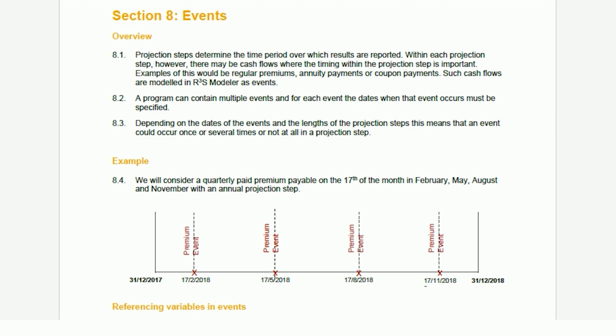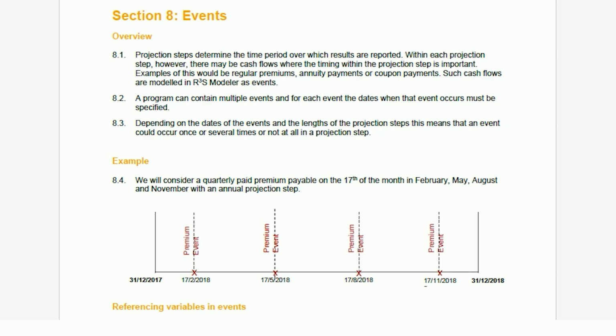A program can contain multiple events, and for each event, the dates when that event occurs must be specified. Depending on the dates of the events and the length of the projection steps, this means that an event could occur once or several times, or not at all in a projection step.